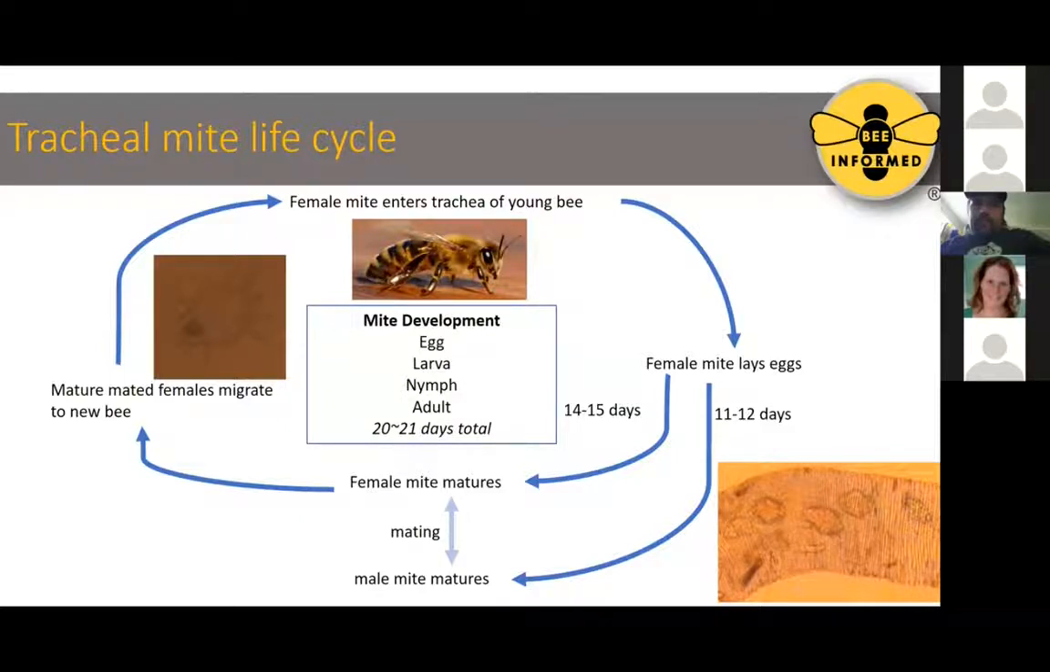They develop from egg to larva, nymph, and then finally adults. They mate, and those mated females exit the bee. This bee started as a young bee a few days old when it was infested. Now it's approaching a month old, so it's an older bee, maybe a forager now. But this mature mite exits the bee. She will make her way to the end of one of the hairs on that bee's thorax, and she will look for a new young bee to reinfest and start that cycle over.